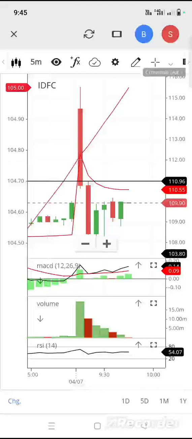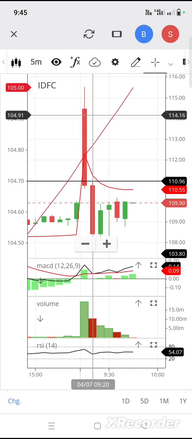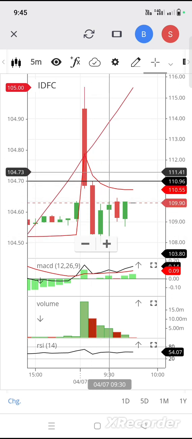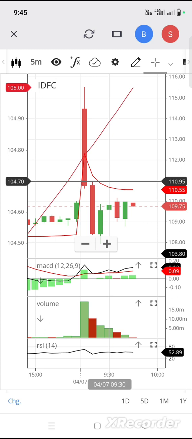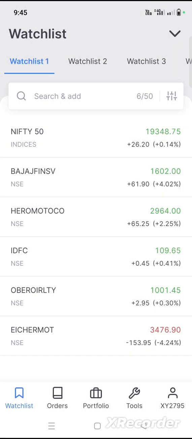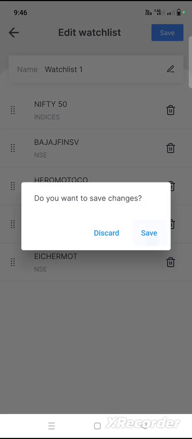So if you see, IDFC has opened here and filled its gap. So it's like the gap is already filled. So I'll not monitor or trade in IDFC. So I'm removing this IDFC. So we'll look for others.